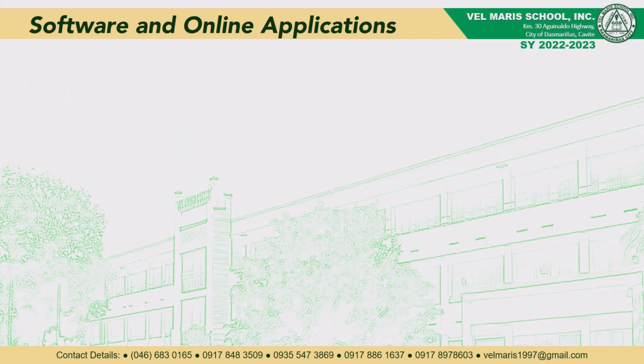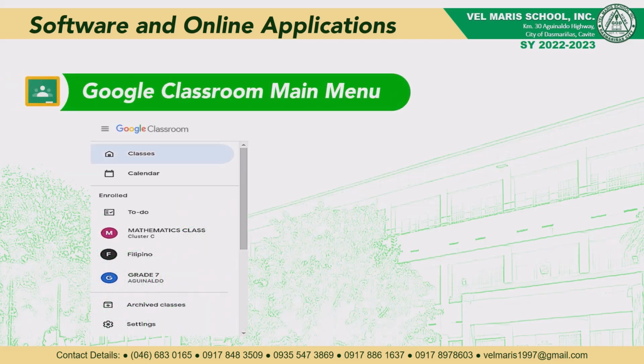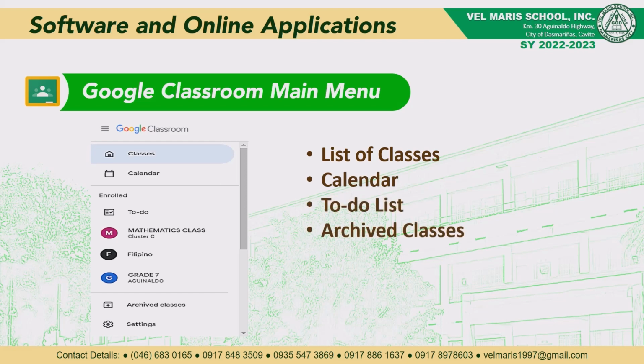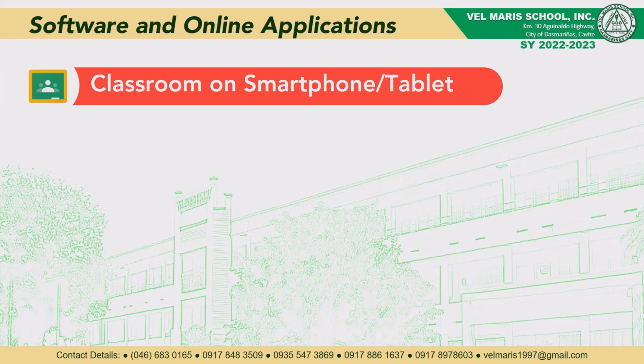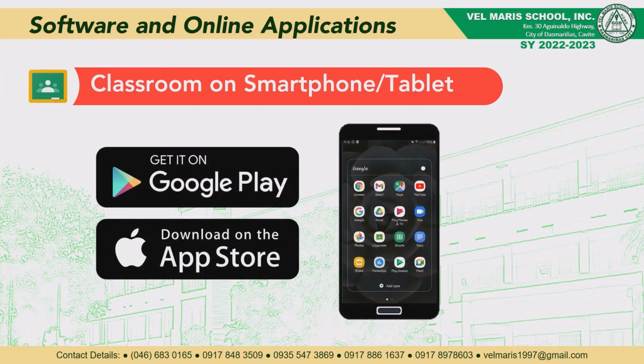You may also check the main menu on the left portion of the classroom homepage. It includes the list of classes, calendar, to-do list, archived classes, and settings. For your smartphone or tablet, the Classroom app is also available on Play Store or App Store.